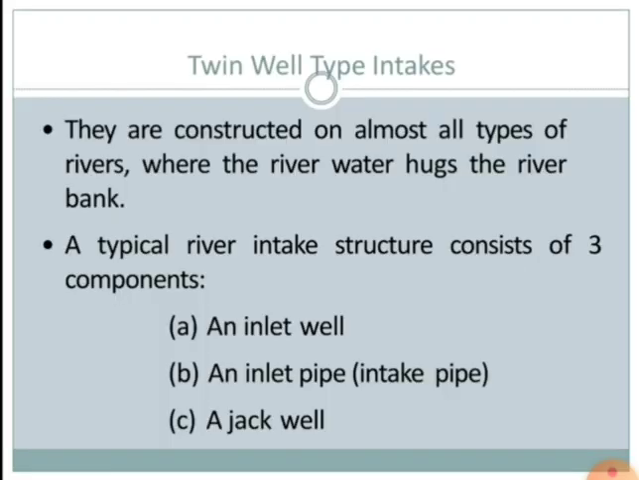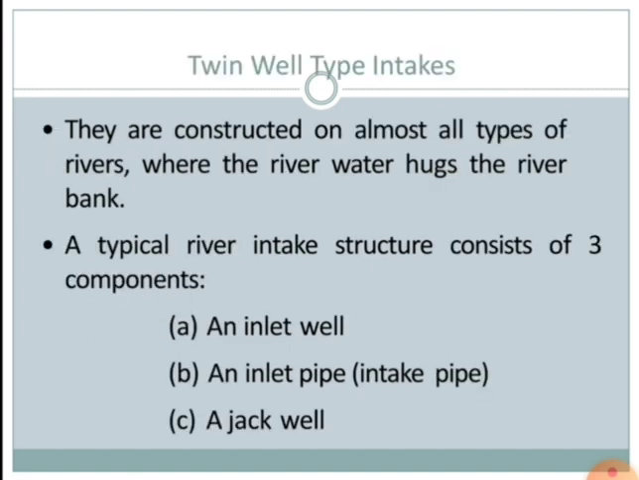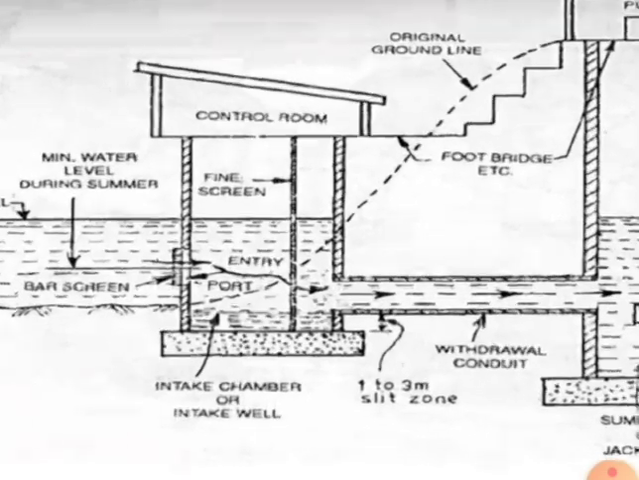Before that, there are two types of river intakes. A typical river intake may be classified into two types. Firstly, the twin well type of intake structure, and then we have the single well type of intake structure. So what is a twin well type intake structure? Like you see in the figure, a twin well type is constructed on almost all types of rivers where the river water usually hugs the river bank.